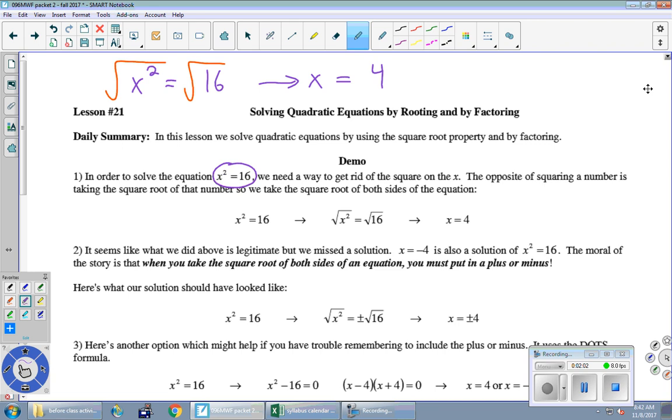Let's just double check. If you plug 4 into the original equation for x, is the equation true? 4 squared, does it equal 16? Yes, it does. Sadly, that is not the complete set of all numbers that work. Can anybody name another x value that will make this equation true? -4. If you take the number -4 and you square it, that means -4 times -4, and we again get positive 16, but we missed it. So at the exact moment that we take the square root of both sides of an equation, we need to put in our fancy plus or minus symbol, and that will get us a complete set of answers.